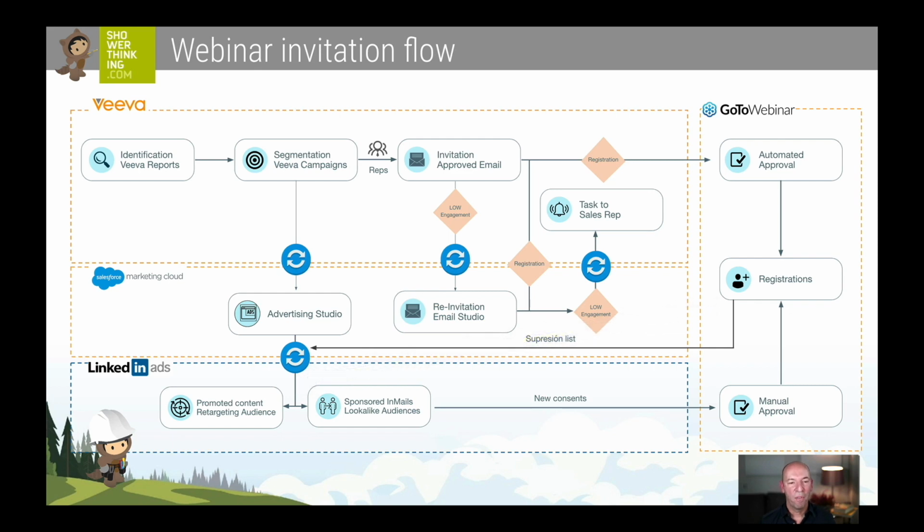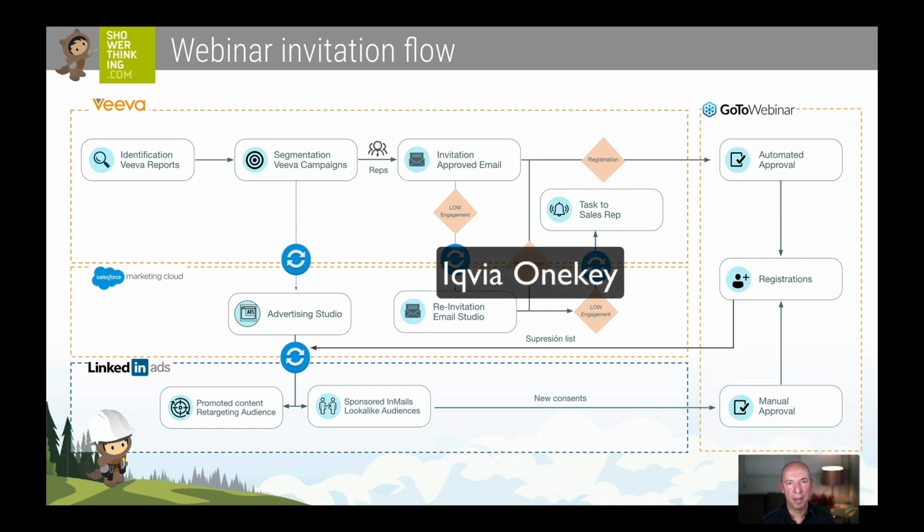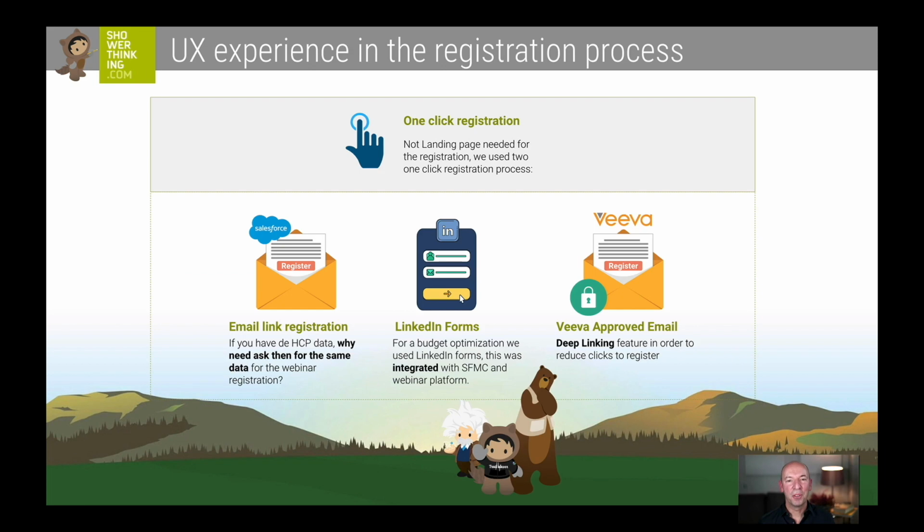webinar. Finally, as you know, in pharma webinars, it's very important to make sure that the content can only be accessed by HCPs. We developed an approval process based on Veeva identifiers, in this case, one key from IQVIA. This solution not only provides an improvement at the level of data integration and orchestration of the cross-channel journey, it also allows to improve the user experience.